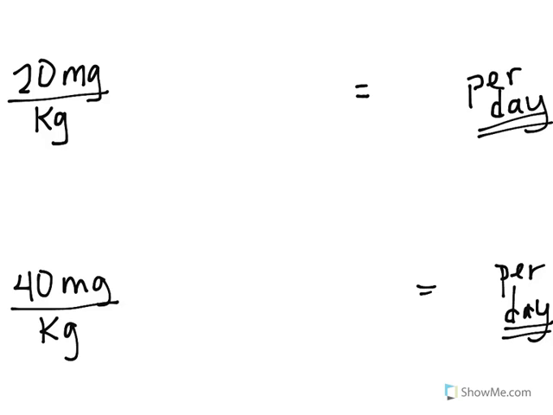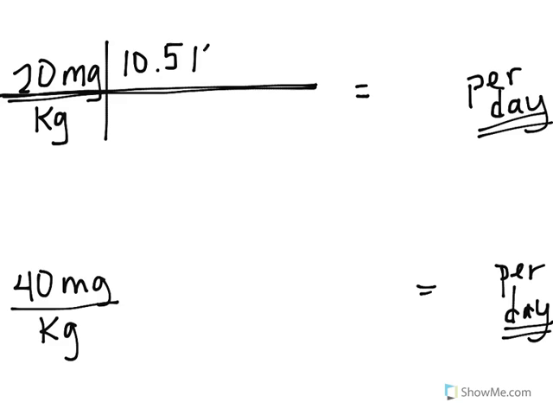It's very important. So starting with 20 milligrams per kilogram, I'm going to set up my railroad tracks. What I know is the child I'm dealing with is 10.5 kilograms. Now notice how my kilograms on top cancels with my kilograms on bottom. I multiply across the top, and I get 210 milligrams per day.